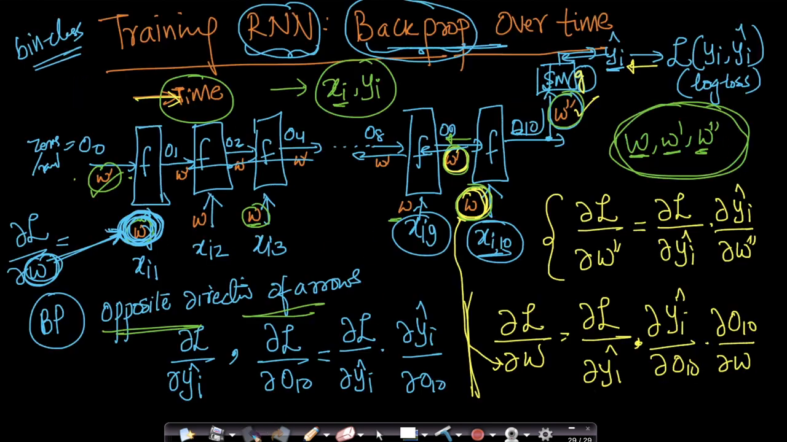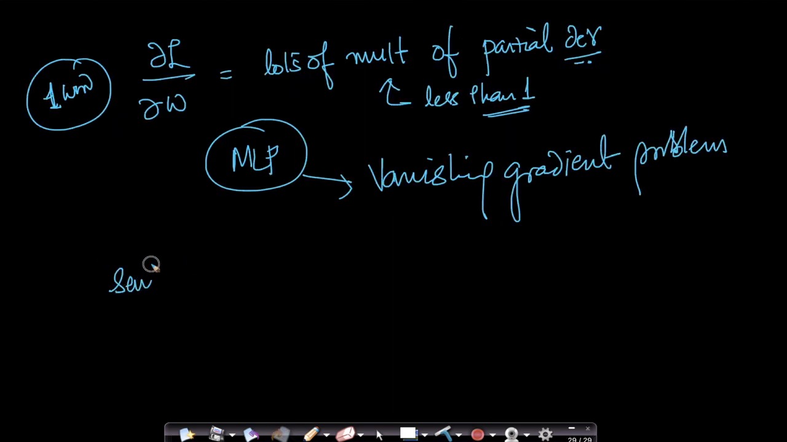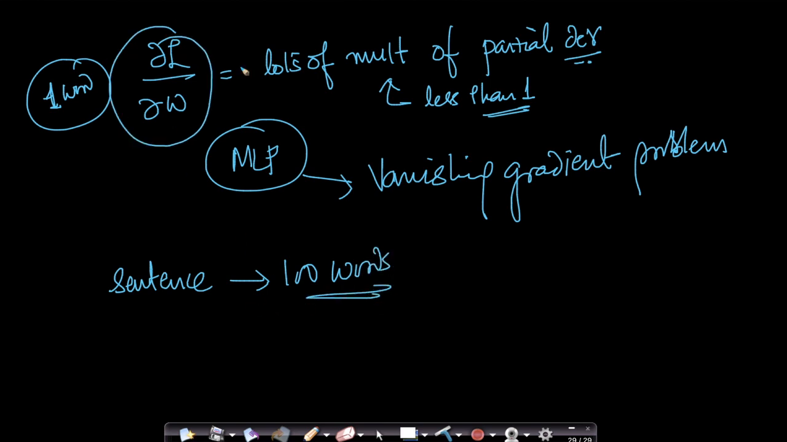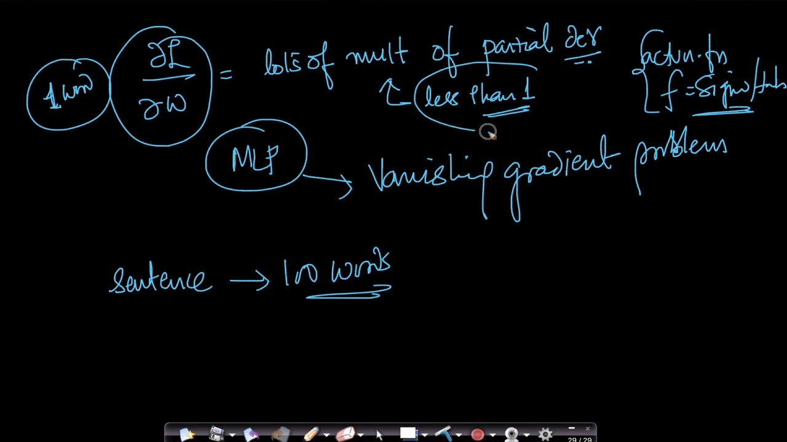You're running into a vanishing gradient problem not because you have many layers, but because you're repeating this operation over time. Imagine you have a sentence which has 100 words. So you literally have 100 multiplications of partial derivatives, right? And if your activation function f is, let's say, sigmoid or tanh, then all the derivatives are less than 1. When you multiply them, the vanishing gradient problem kicks in very, very fast.